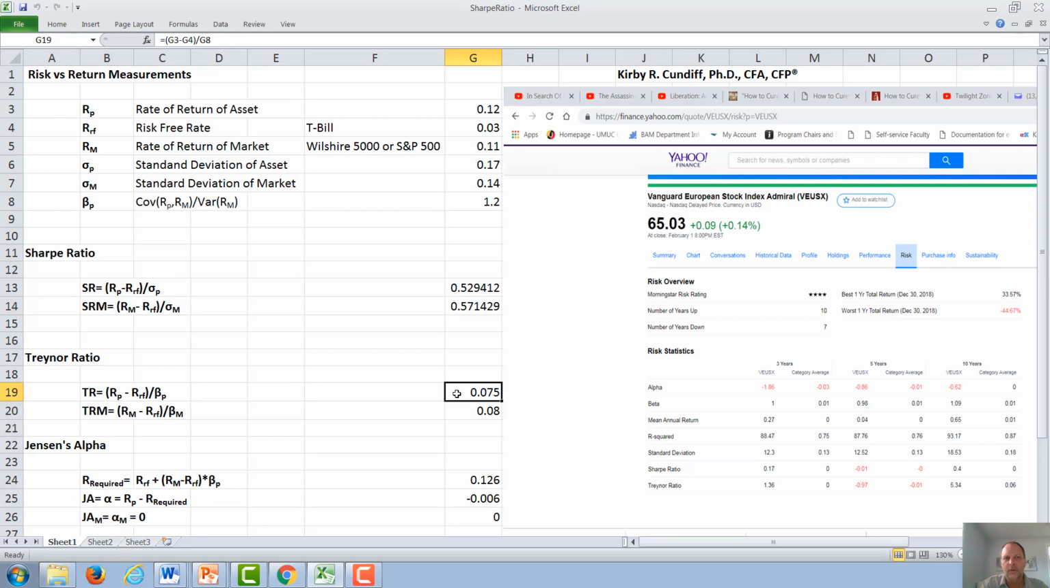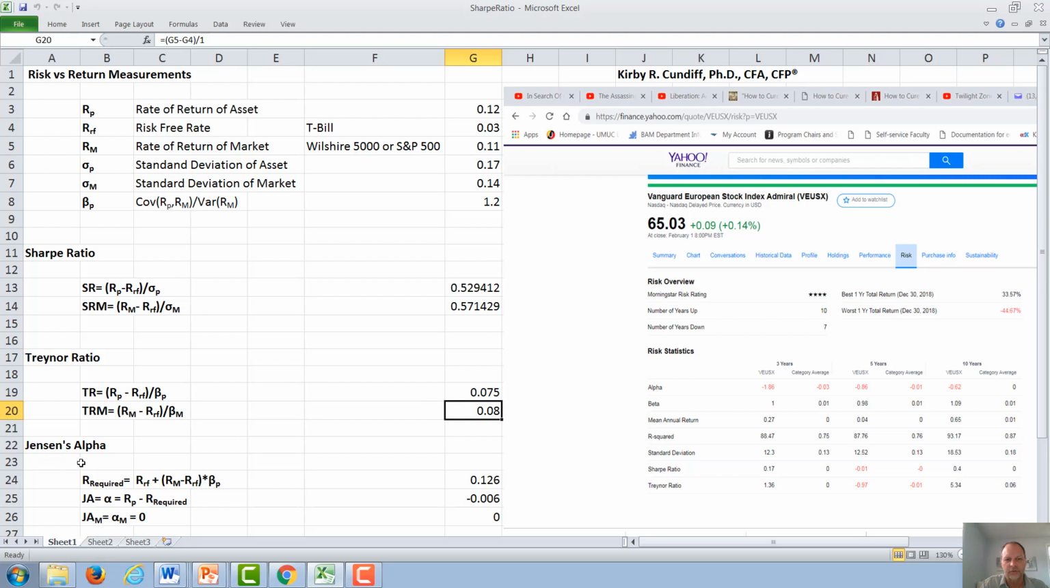Also with the Treynor ratio, we take once again the rate of return of our investment minus the risk-free rate, now divided by the beta of our investment, and we get 0.075. We do the same thing with the market, and we take rate of return of the market, 11, minus the risk-free rate of 3, G5 minus G4, divided by 1, since the beta of the market is by definition 1, and we get 0.08. So again, the Treynor ratio is higher for the market than our investment. We would be better off in an index fund of the market than our investment.